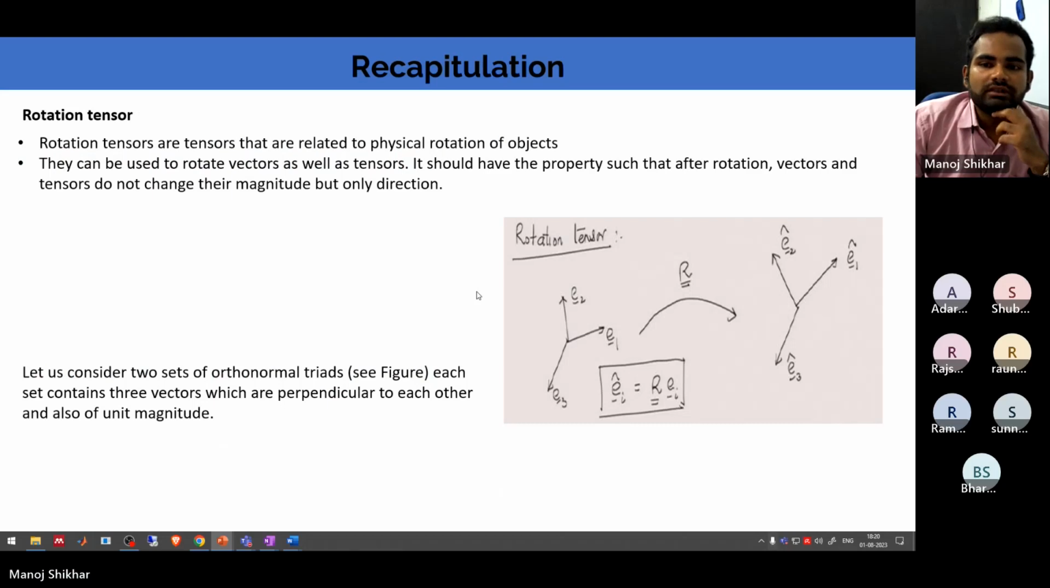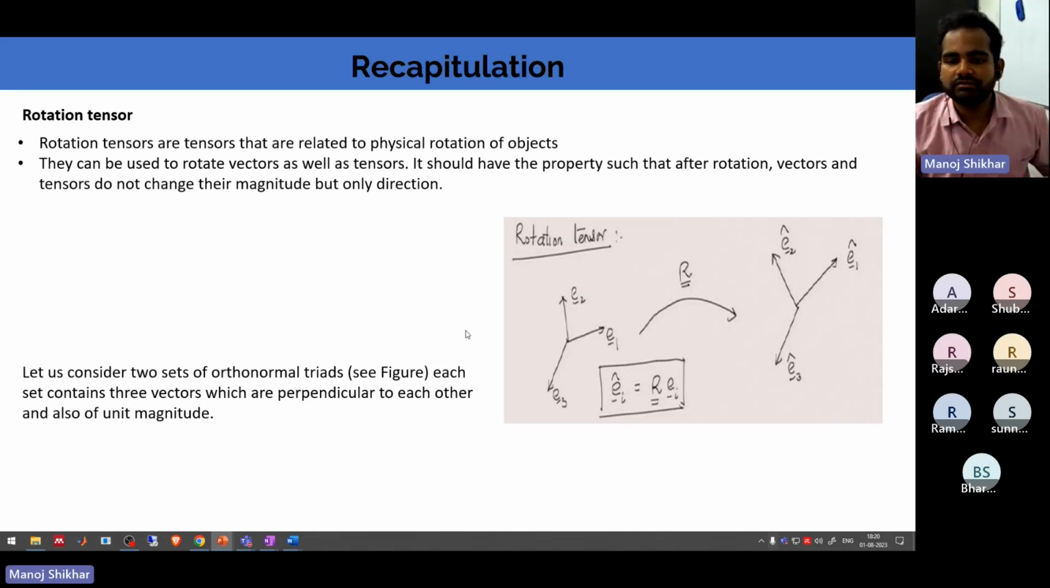Now there is a special kind of tensor, the rotation tensor. I think somebody has written in the chat, so just give me a second.